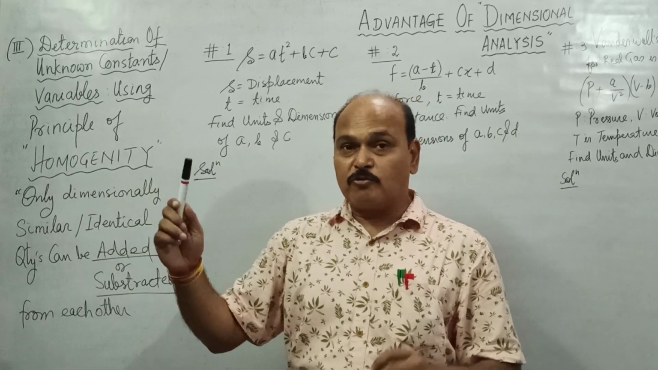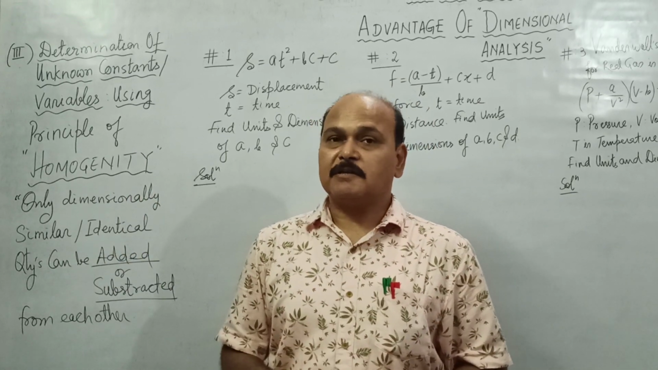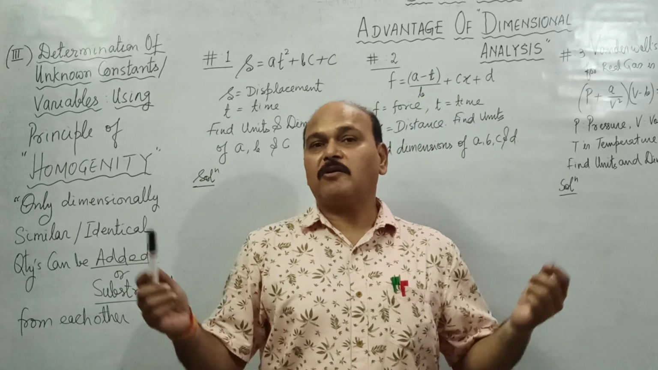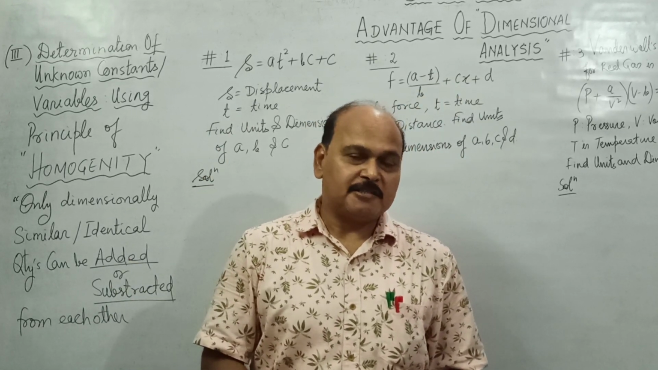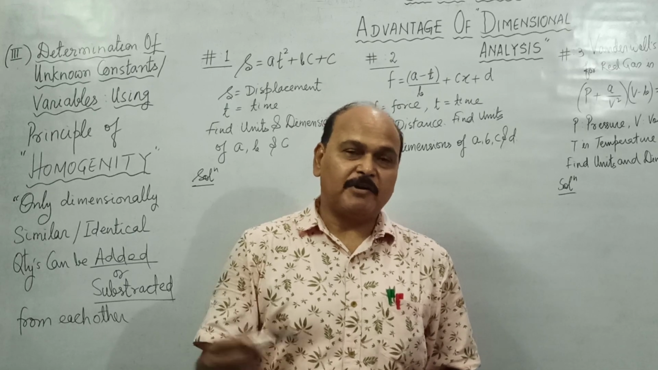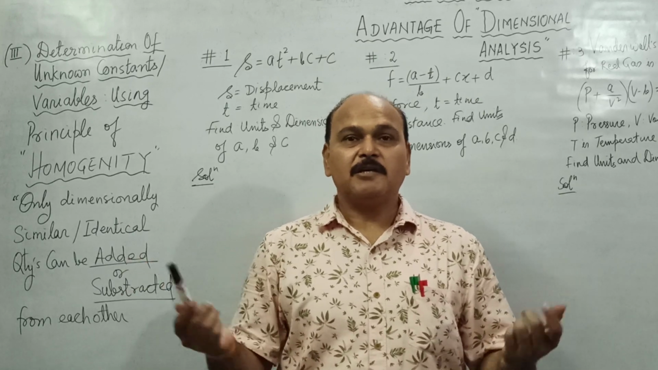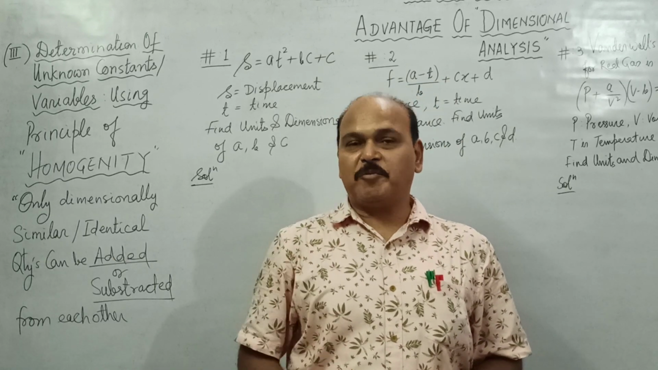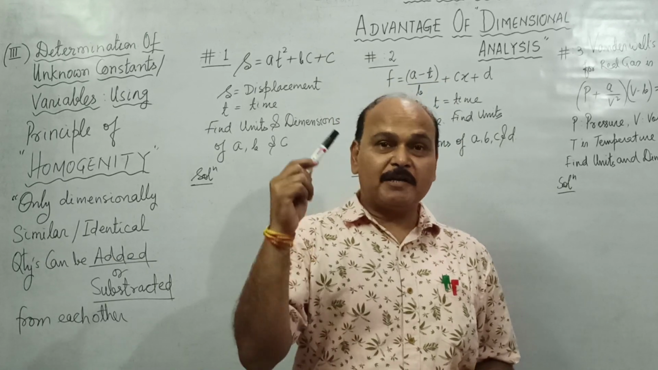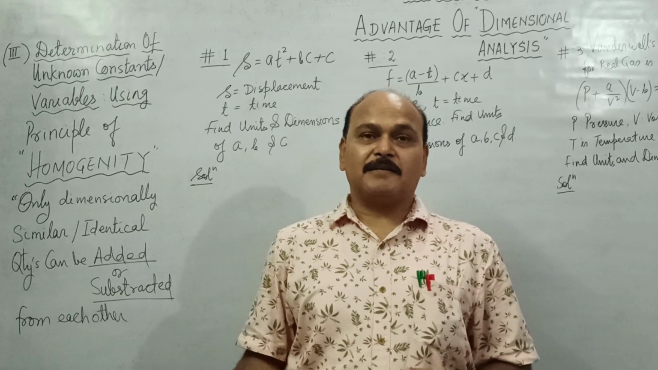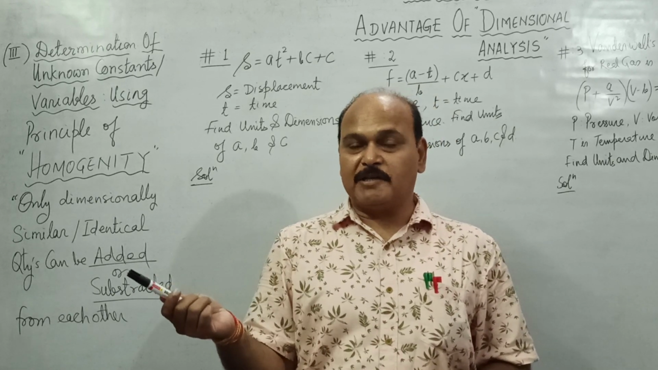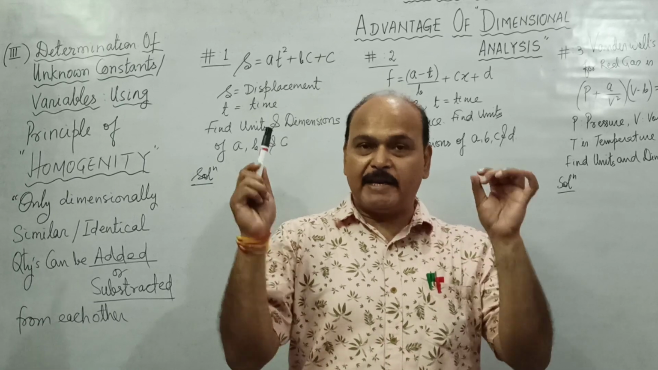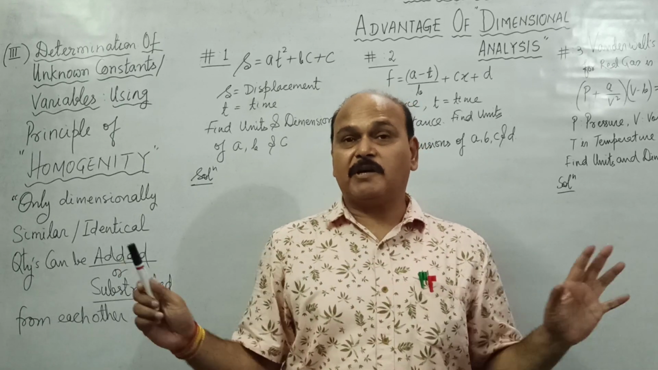This rule doesn't hold true for multiplication and division. We can multiply any two dimensionally similar or dissimilar quantities. Same is with division. We divide time from distance. What do we get? We get speed. We multiply mass with velocity. What do we get? Momentum. We multiply mass with acceleration. Both are dissimilar quantities. What do we get? Force. So we can multiply or divide any two similar or dissimilar quantities.